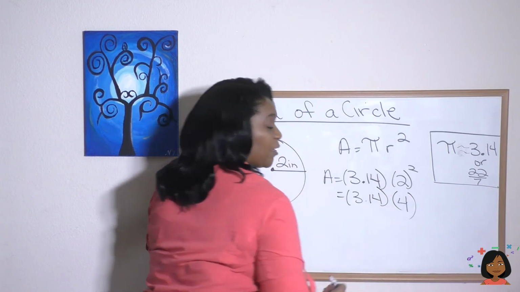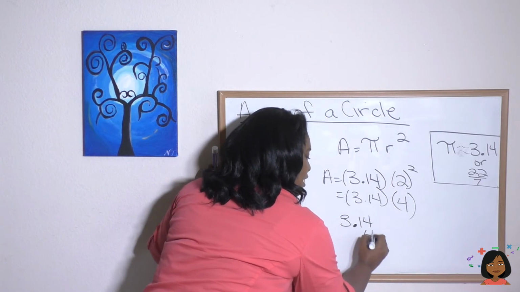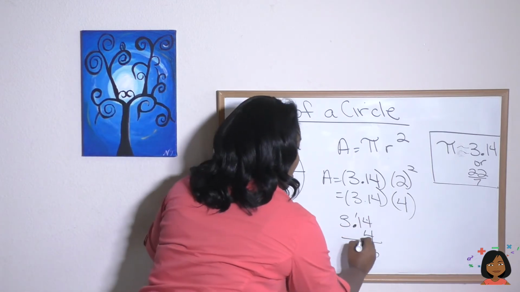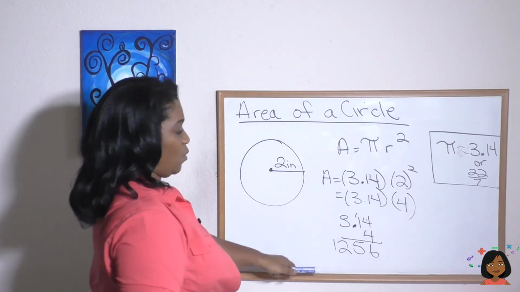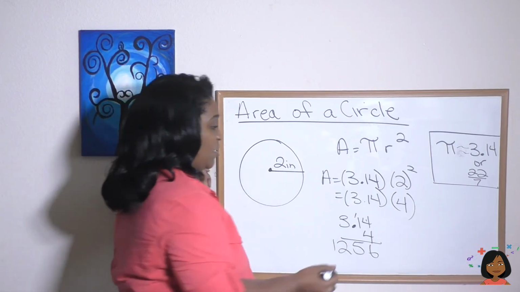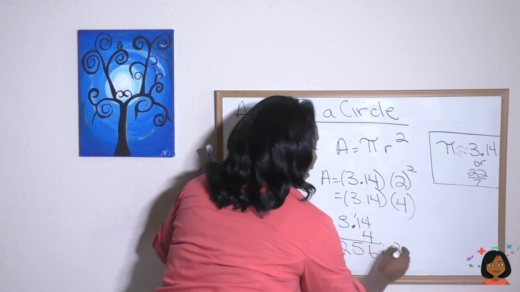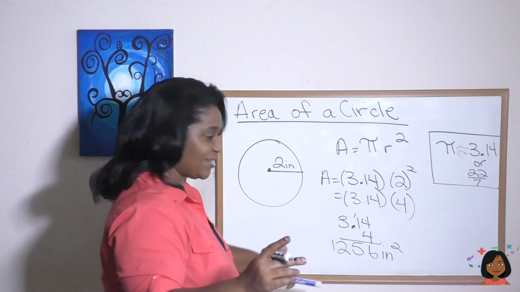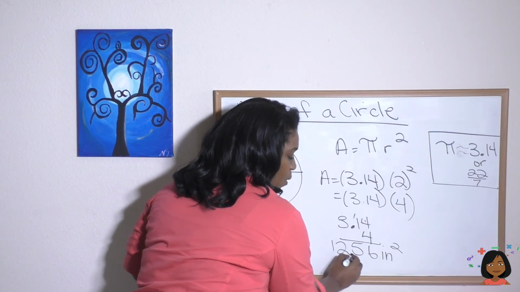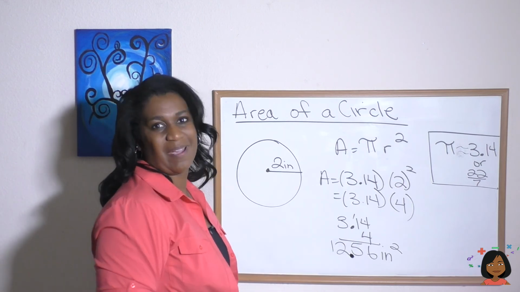So this is going to be 3.14 times 4. And we can just do that as a multiplication problem. 3.14 times 4. 4 times 4 is 16. 4 times 1 is 4, plus 1 is 5. And 4 times 3 is 12. So we're not done. 1,256 inches. And again, whenever we're dealing with area, we're going to put in a squared. Oh, wait, I went too fast. I forgot about my decimal. I knew that didn't sound right. Here we go. I got to put my decimal point in, which means, there we go, 12.56 inches squared. Now that's my answer.